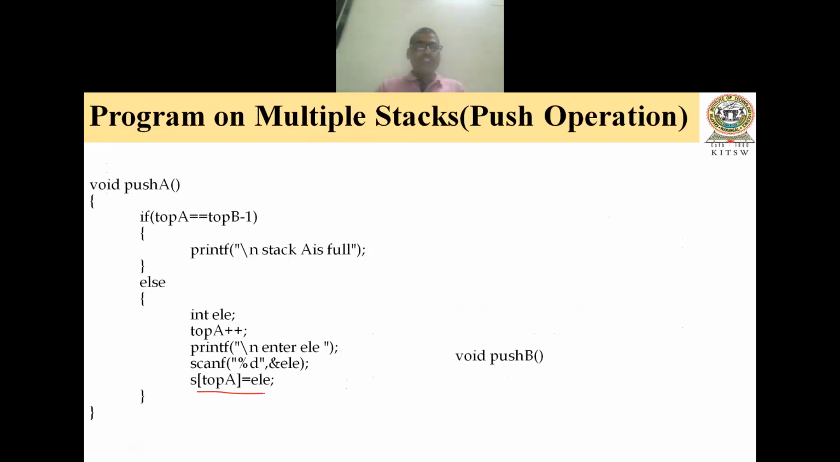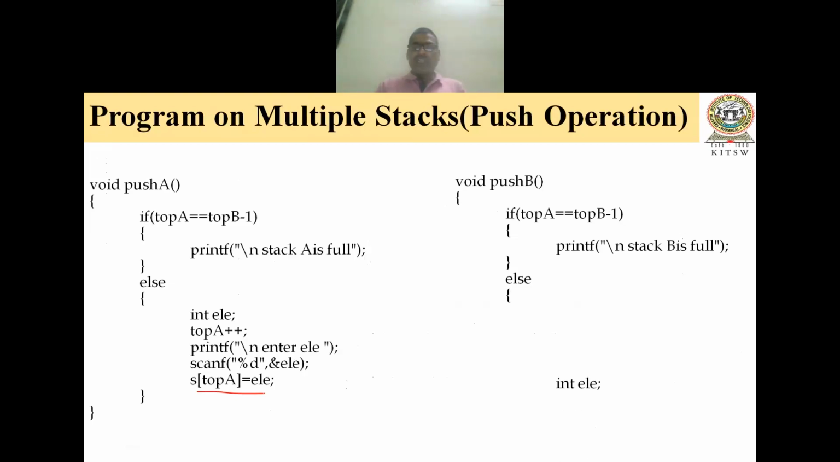Fine. So push B: if top A is equal to top B - 1, the same condition is there to say that stack B is full. Else we will read that element and decrement top B, top B minus minus, and then insert S of top B is equal to element. So this is the push B operation, inserting an element into the stack B.